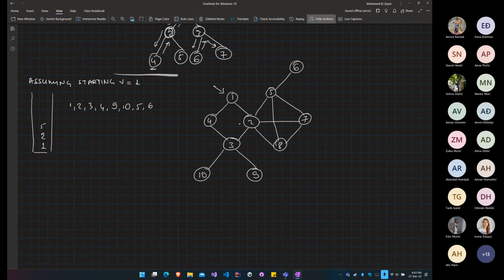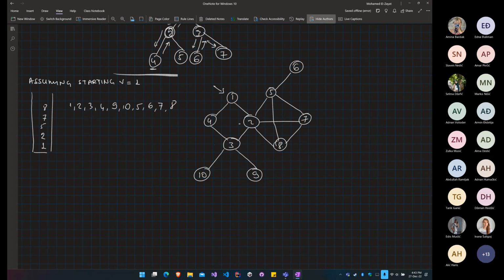Now 5 has been completely, or maybe not fully explored because it's still connected to 7 here. So I'm going to push 7 to the stack, right? Now, from 7, we have multiple options. 2 has already been visited. 5 has already been visited. 8 hasn't been visited yet, so I'm going to push it to the stack.